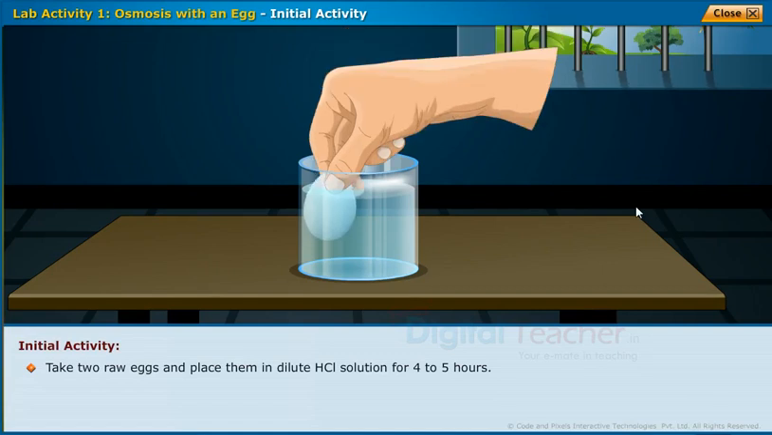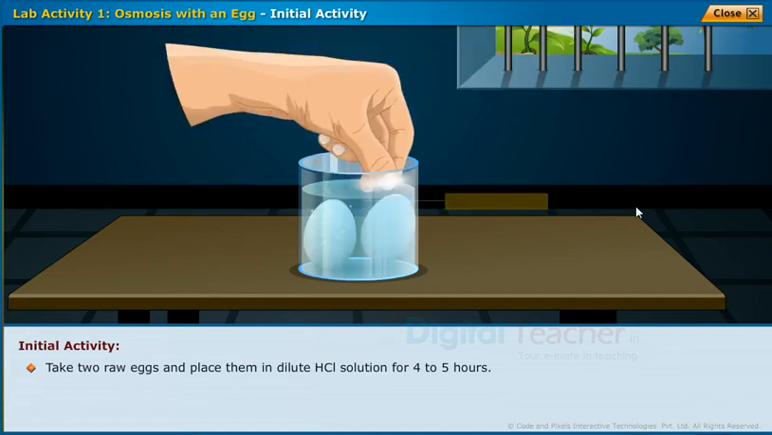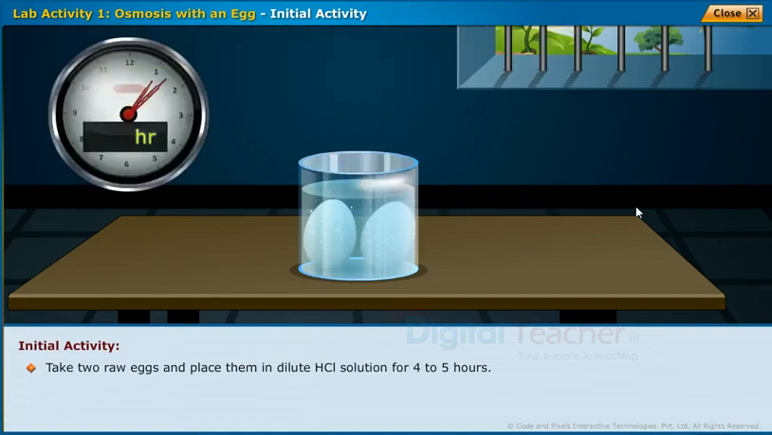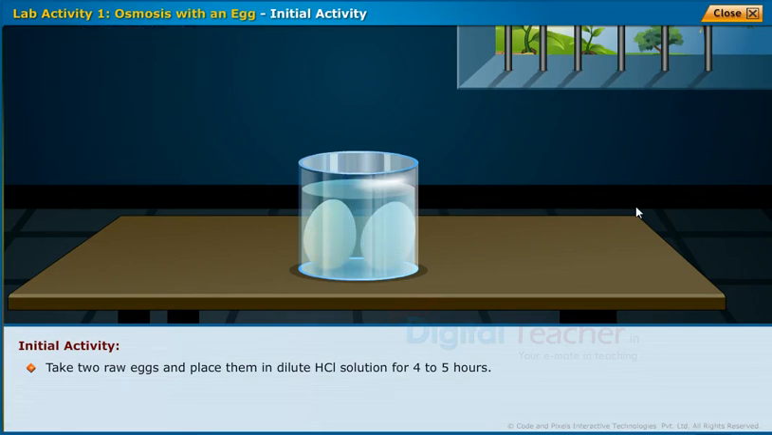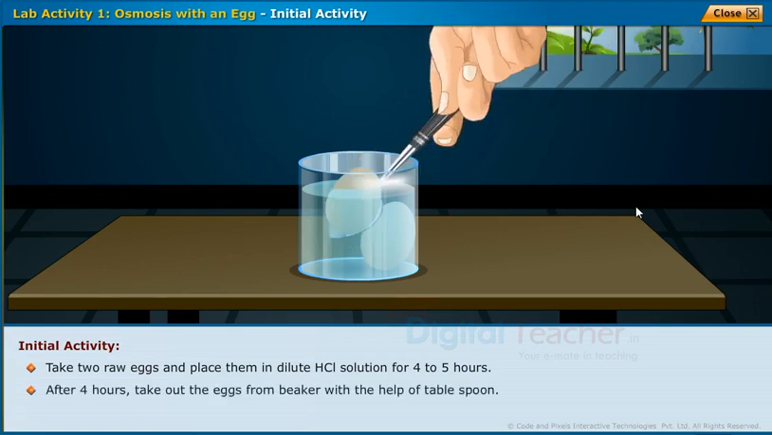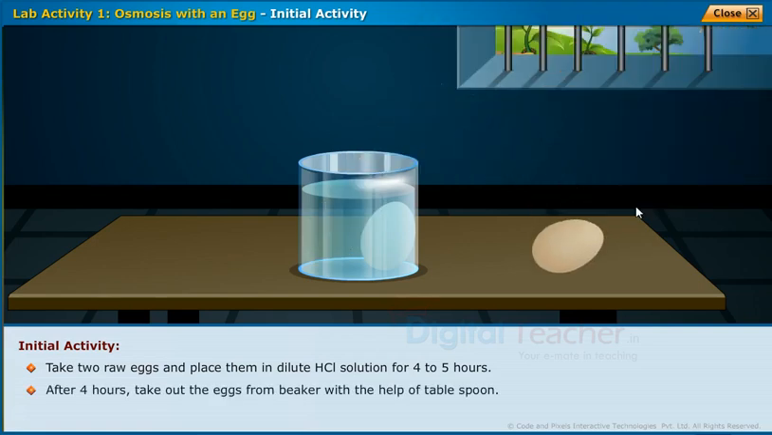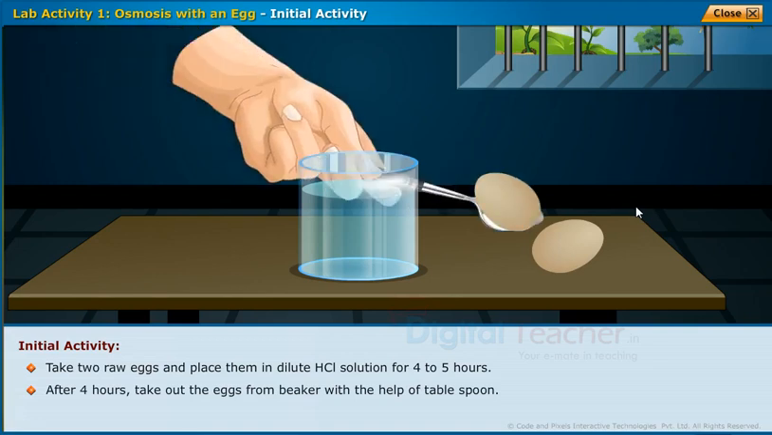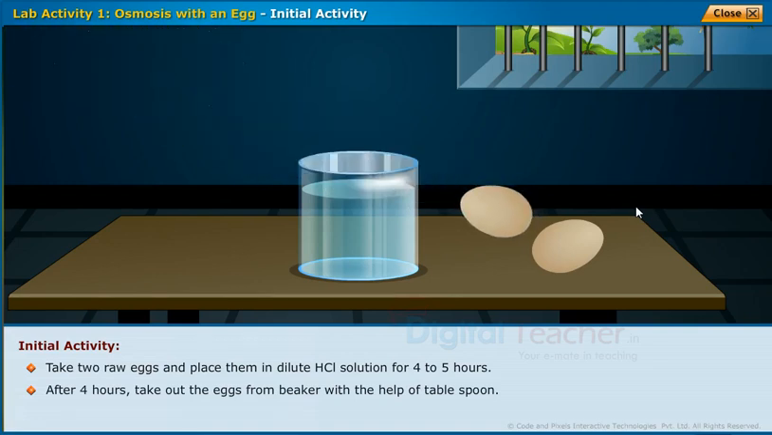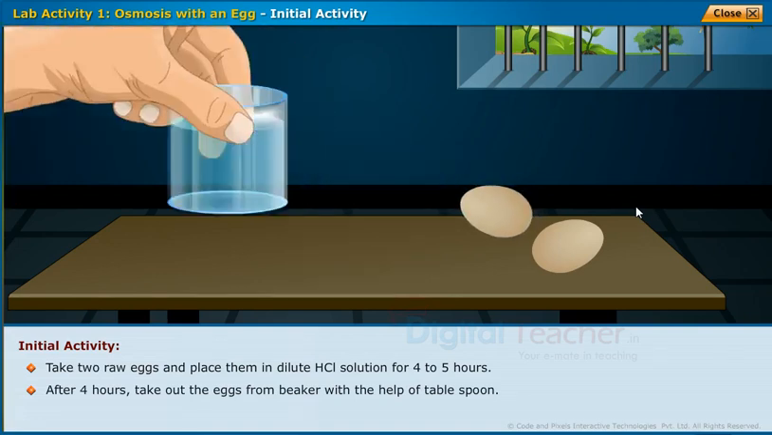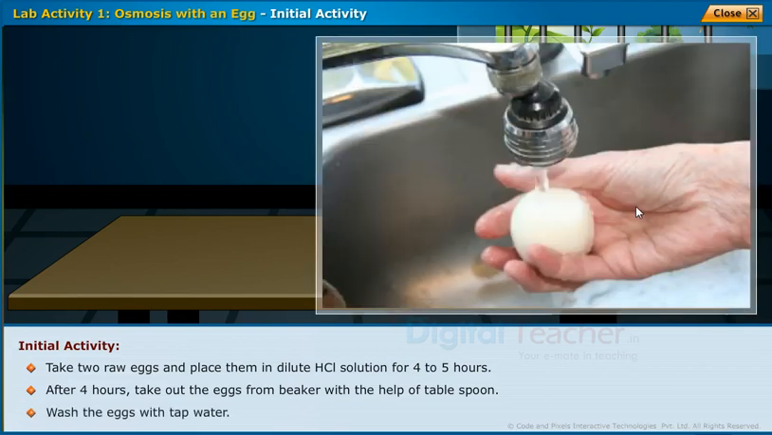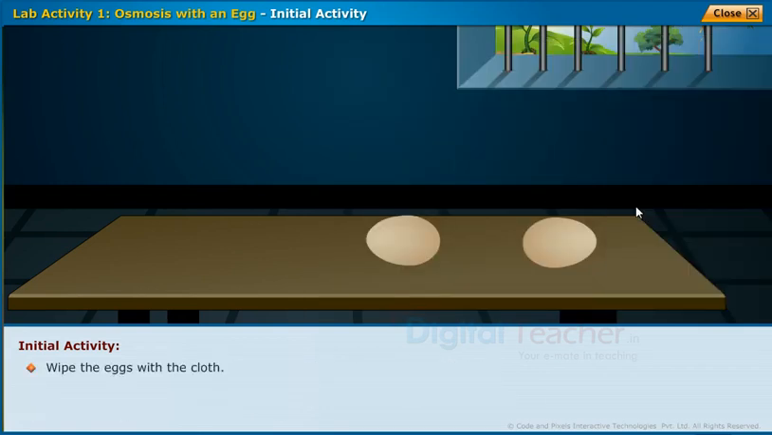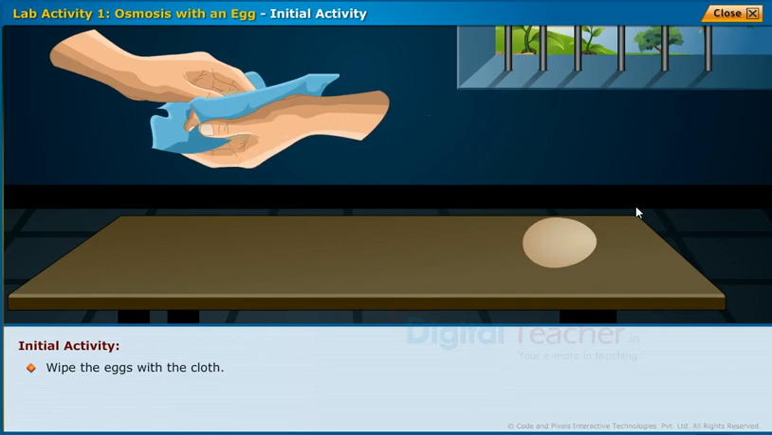Take 2 raw eggs and place them in dilute HCl solution for 4 to 5 hours. After 4 hours, take out the eggs from the beaker with the help of a tablespoon. Wash the eggs with tap water. Wipe the eggs with the cloth.